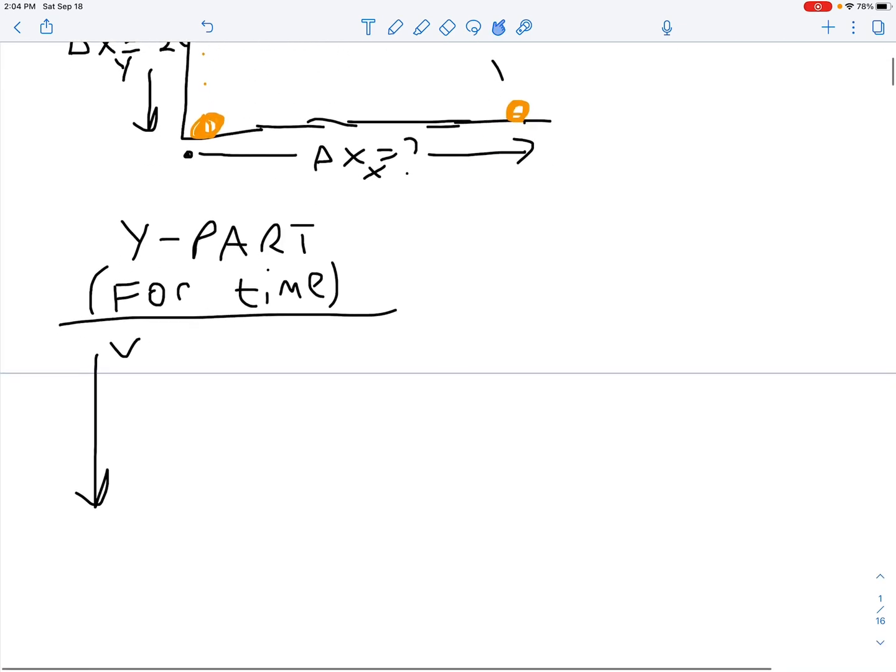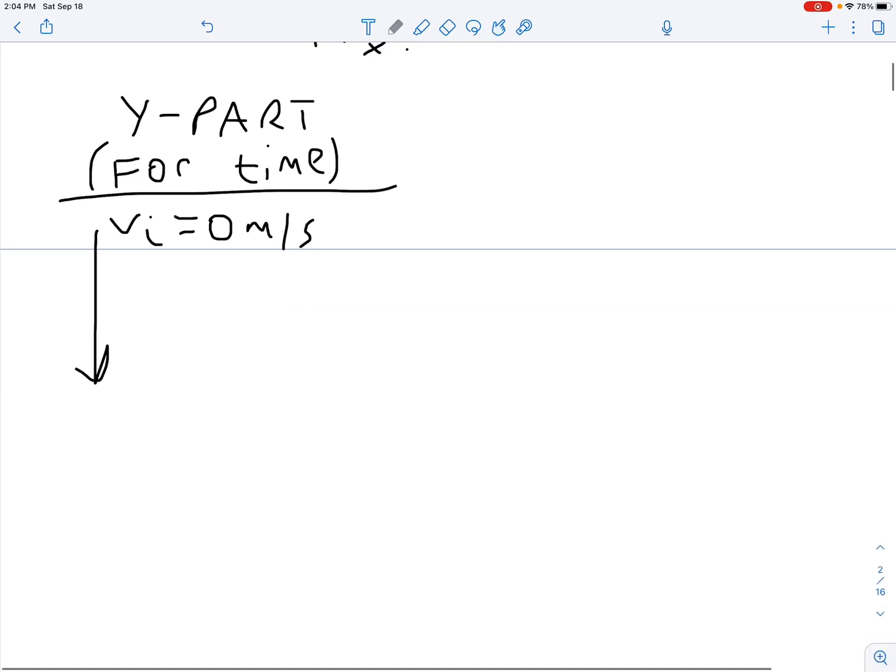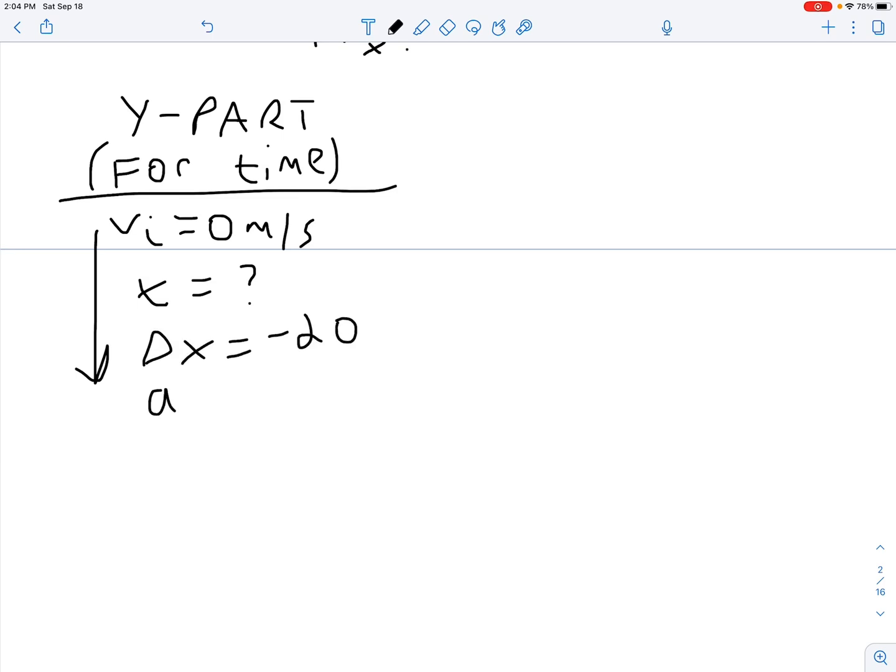Okay, so thinking about the y direction, my velocity in the y direction is 0. But wait, why is it 0? Isn't it 100? Well, it's 100 in the x direction. But what is it in the y direction? How fast is this ball moving in the y direction to start with? 0. So I'm going to put 0. And I'm looking for the time. I know the displacement is -20, and I also know my gravity's in the y direction, so I know a.